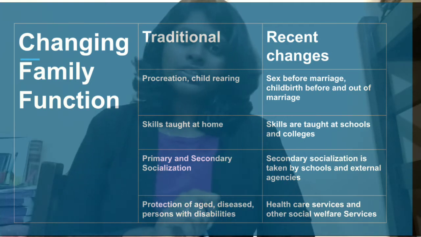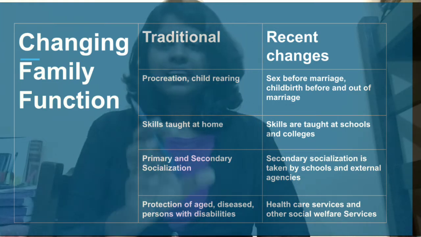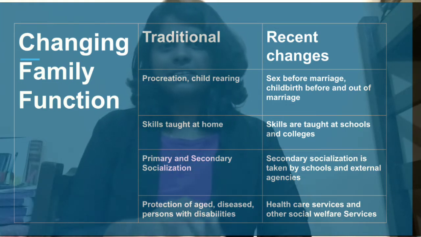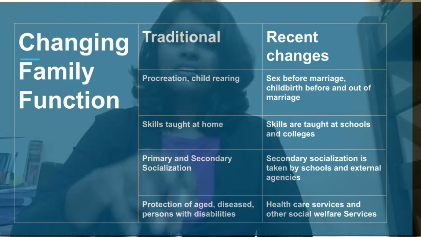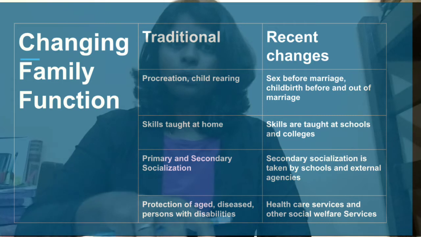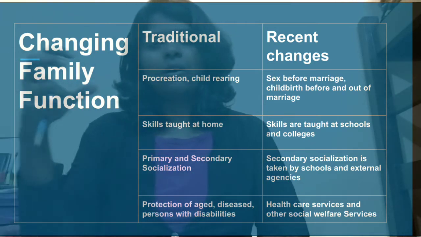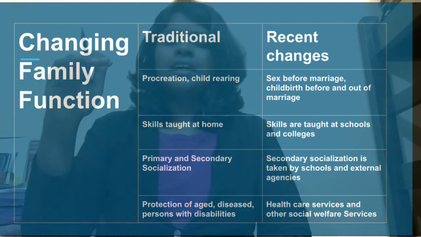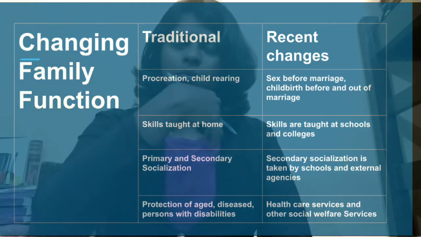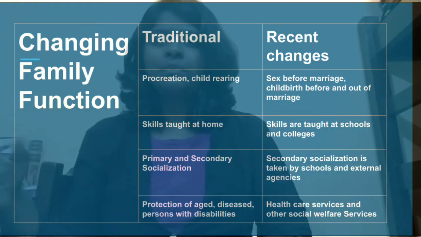Next one is occupation. Here, families had their own occupation in the past, be it agriculture or a family business, and children learned skills at home. But now, after industrialization, occupation has moved into the office. Work is the office, and so the skills are developed in schools.